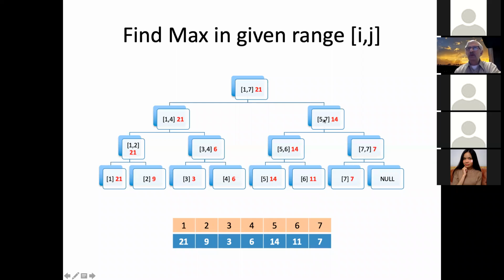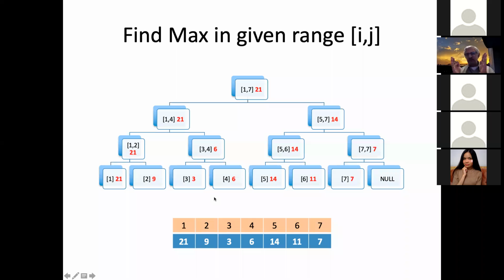Same thing with 5 to 5, we know it's completely here. We also know it's completely here. We also know it's completely here. And so the answer for 5 through 5, the largest value in the range 5 through 5, is 14. So from the right side, we get 14. We have to figure out what happens on the left side.